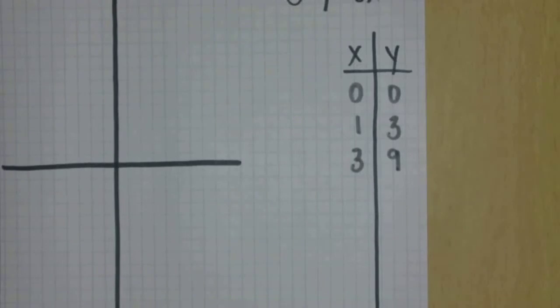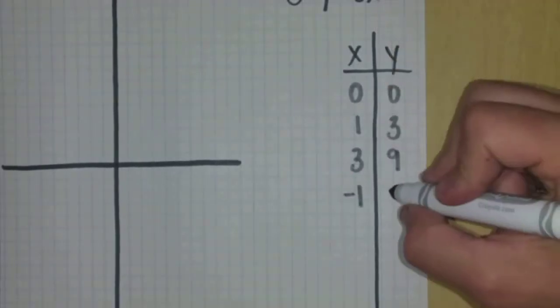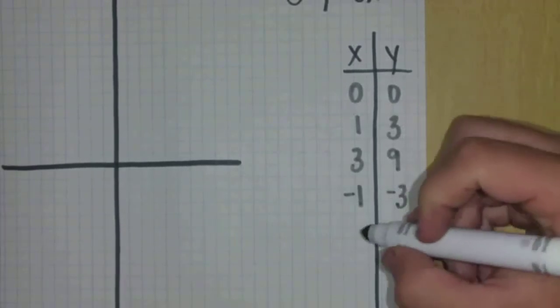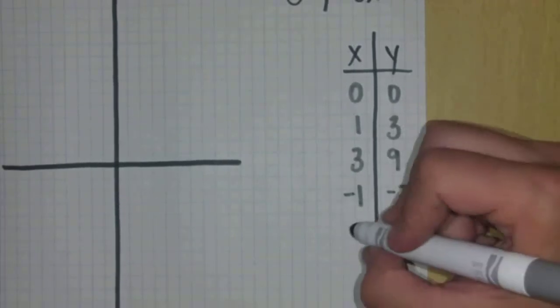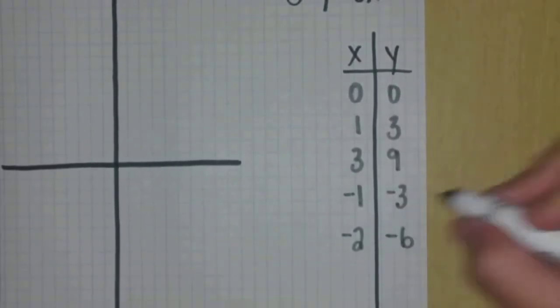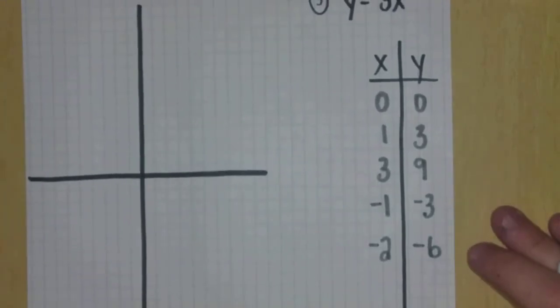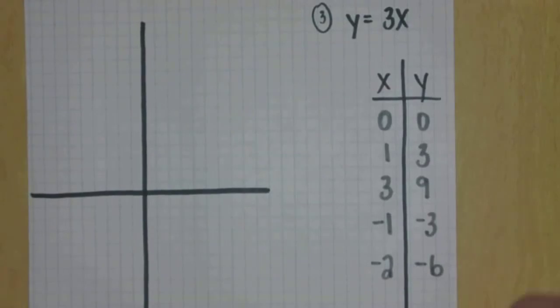Let's try some of those negative values that I was talking about. We want a complete picture. So let's try -1. -1 times a +3 is a -3. And let's try -2. -2 times 3 is a -6. So I have a couple of negative points I've got to plug in, and I've got a couple of positive points I'm going to have to plot. Let's see what happens when I graph these 5 points.